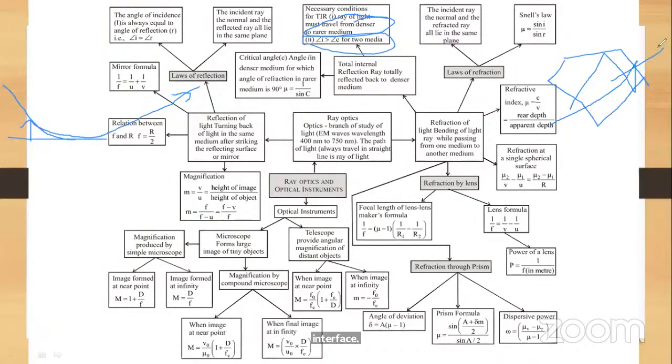Okay. Now coming to another point here, this is quite an important one. This formula tells you the relation between refractive index and critical angle.